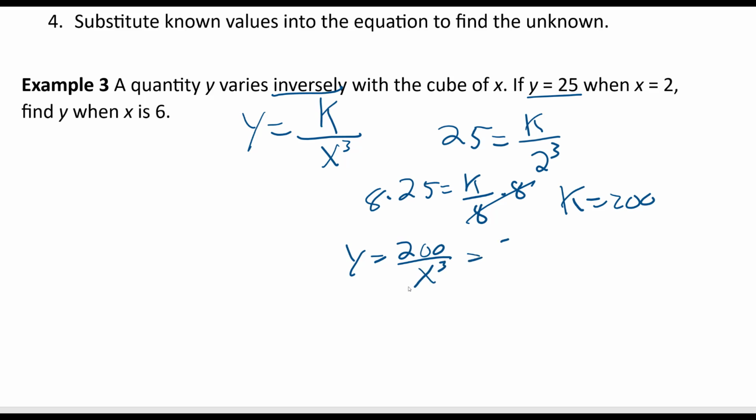And we want to look at this when x is equal to 6. So 200 over 6 cubed is 200 over 216. I'm trying to think what would reduce out of that. I think we can divide an 8 out of both of those. On top we'd have a 25, and on bottom we'd have a 27. And I think that's it for that problem.